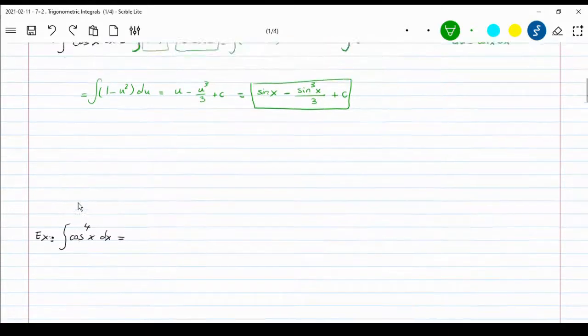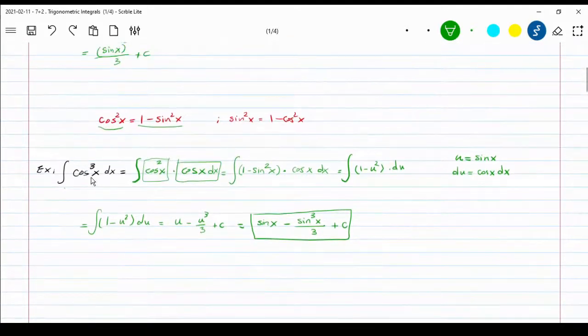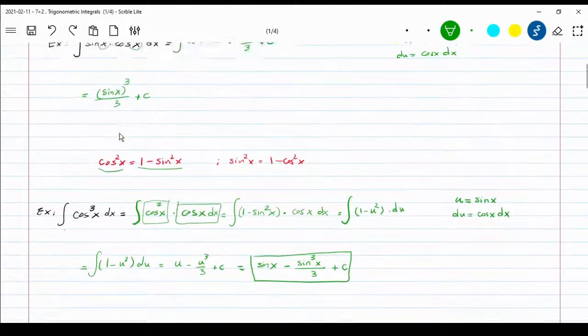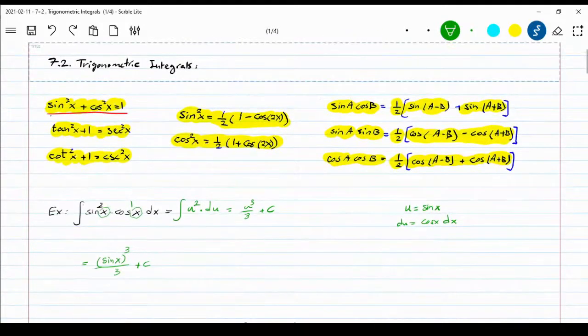So if you deal with the odd power, it's okay. You can go through the technique. If it's a combination of sine and cosine where one of them has odd power, that's always possible. But if you're dealing with even powers, like cosine to the 4th power, what you need to do is use this half angle identity. So instead of cosine squared, I have this identity, 1/2 times 1 plus cosine 2x.